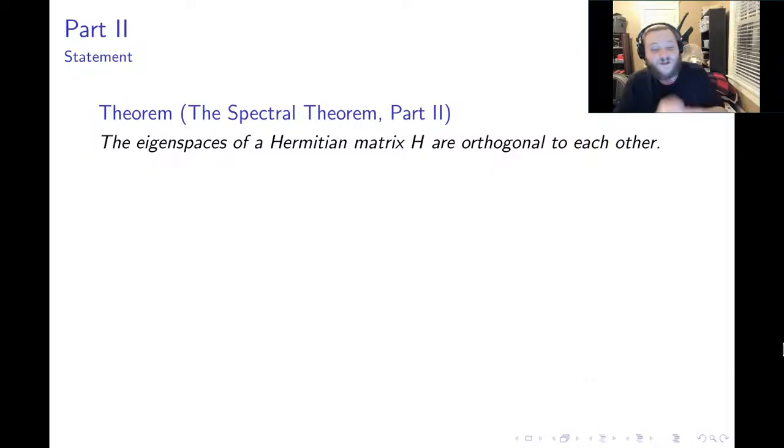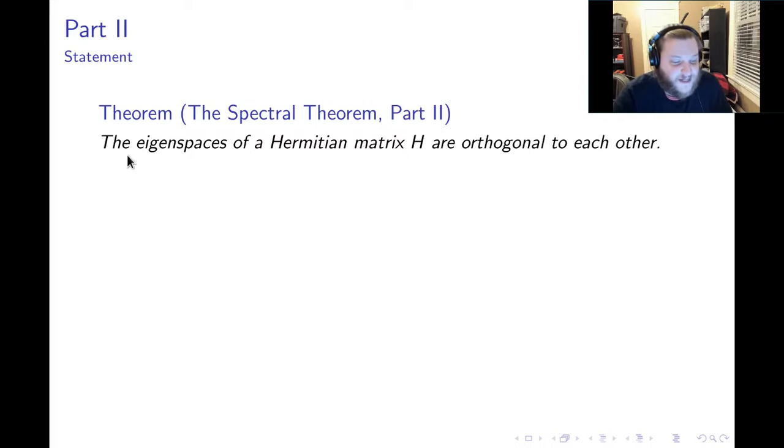So I promised you that the spectral theorem comes in 3 stages. We just stated and proved the first part of the spectral theorem, which says that the eigenvalues of any Hermitian matrix are guaranteed to be real numbers. Now let's move to the second part of the spectral theorem.